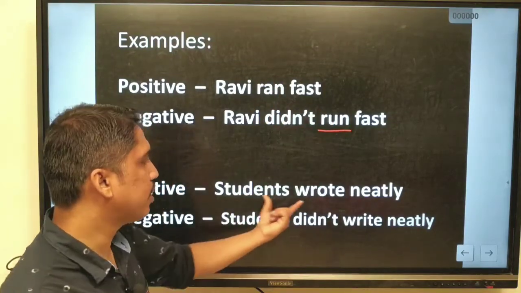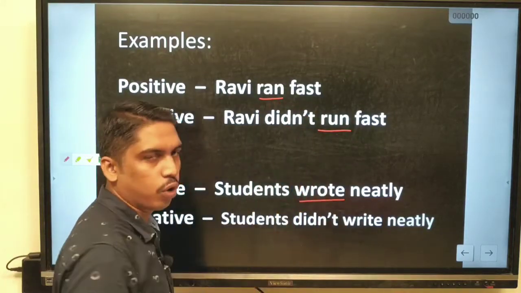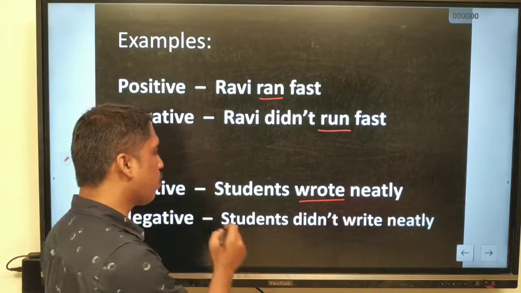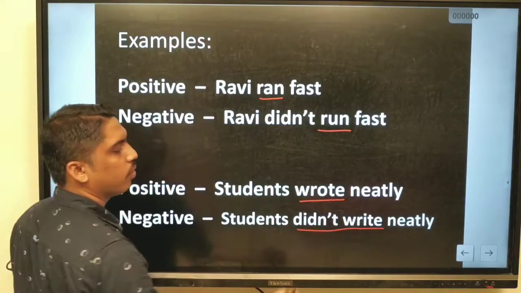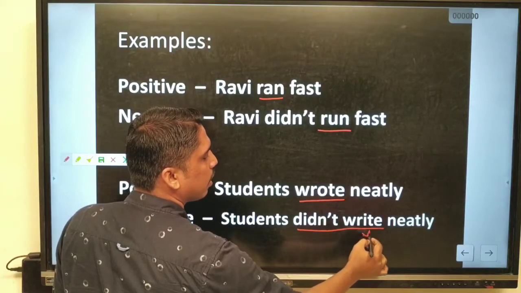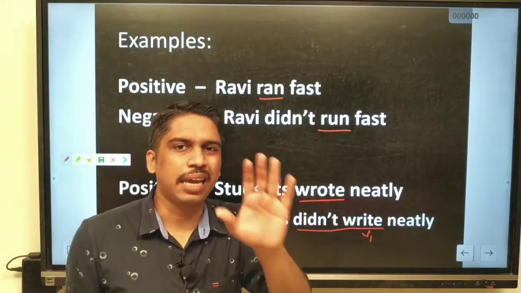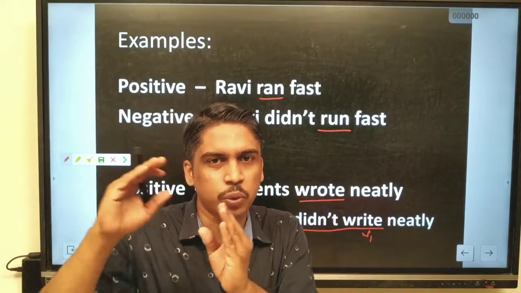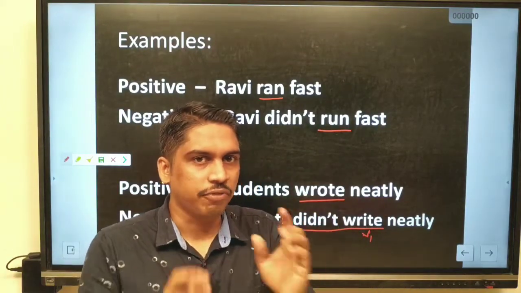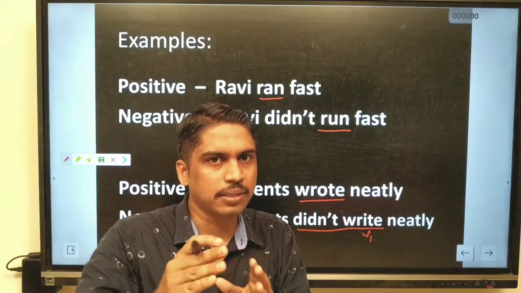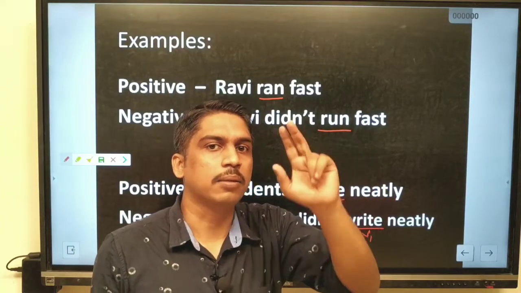Okay. And students wrote neatly. Wrote is the verb here. Here it was ran and here it is wrote. This is the past form of write. And how can we make the negative? Students didn't write neatly. Here not wrote. Here it is write. Didn't plus write. Clear? Yes. So we make a simple past tense by using verb 2 in positive. And when we make it negative, we just add didn't plus verb 1 of that sentence. Clear? Yes. That is how we make a simple past tense.